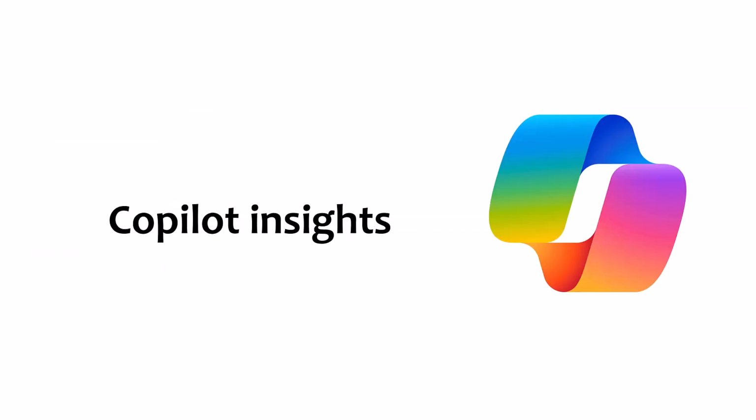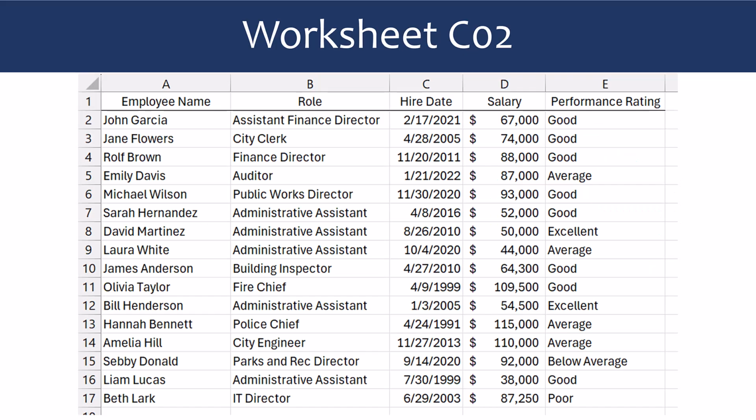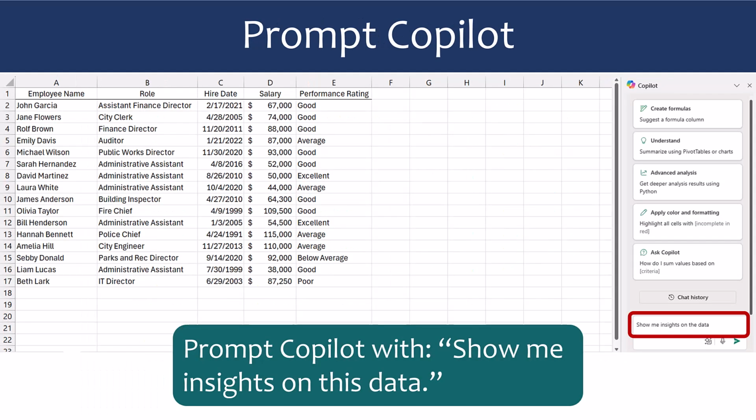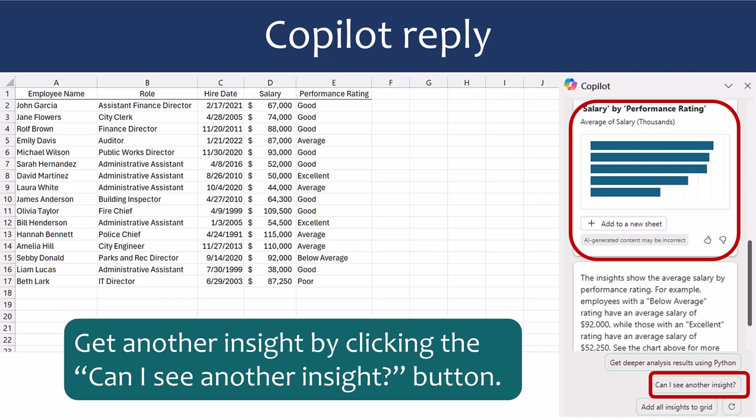Now let's look at Copilot Insights. In this example, we will use Copilot to find some insights about the data in worksheet C02. Prompt Copilot with Show me insights on this data. Copilot replies with a chart showing the average salary by performance rating.